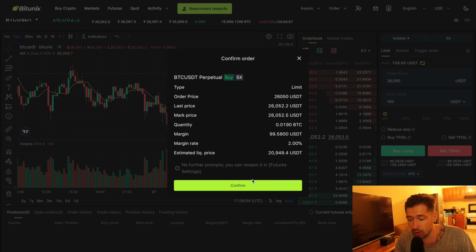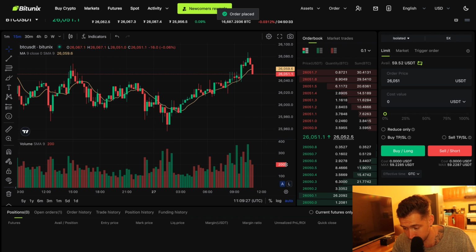So we're going to click buy long, and it's going to give you an order confirmation. You no longer have to see these if you get tired of them. It tells you your order price, the last price, the mark price, the quantity, the margin rate, and the estimated liquidation price, which means if price comes down to 20,949, the position will be liquidated. So we're going to click confirm, and that limit order should open up.